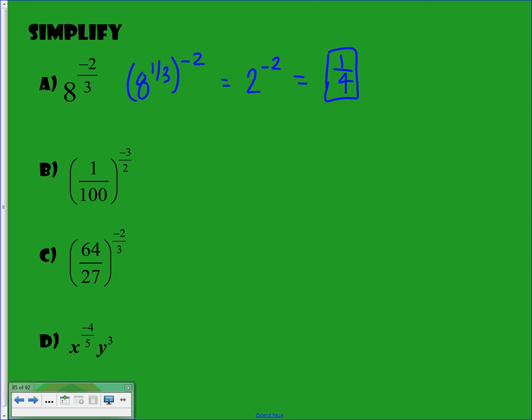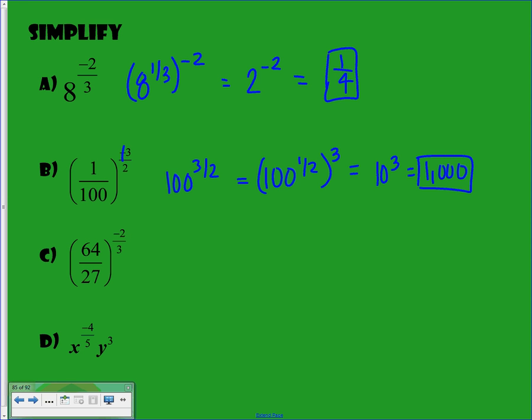All right, so b has 1 over 100 to the negative 3 over 2. Now in this case, because I'm starting with a fraction, it might be easier to actually take the reciprocal first. So I'm going to make that 100 to the positive 3 over 2. I can take the reciprocal, which gets rid of that negative. Now I can break it up into 100 to the 1/2 and then to the third. So this looks just like yesterday now. 100 to the 1/2 is 10. 10 to the third is 1,000.